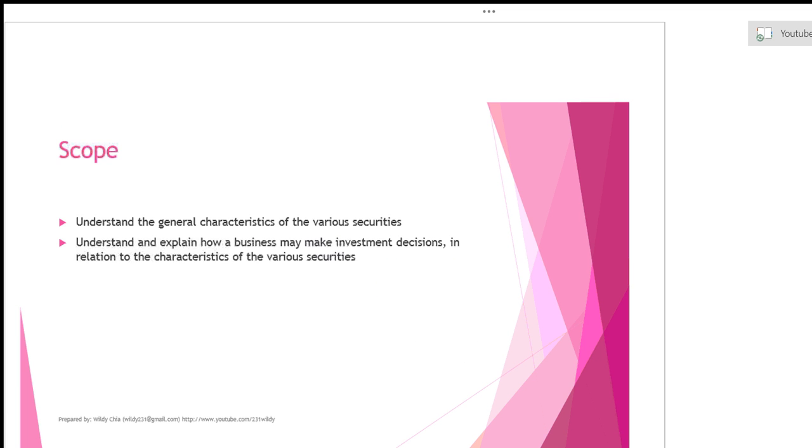Thank you for watching. So this video is very relevant to students who need to have a quick revision, a quick review of what are the different types of securities that can be traded. Right. So let's look at the scope. Understand the general characteristics of the different types of securities, and then next is to understand and explain how a business may make investment decisions in light of the characteristics of the different securities.